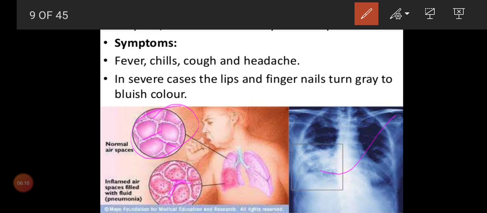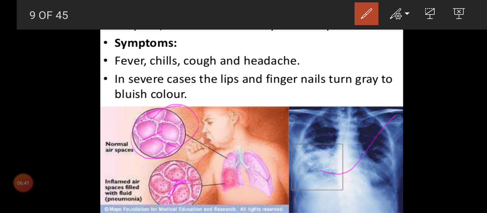They'll keep it on the chest, and they'll hear the sounds. If instead of normal sound, there are breathing problems, those abnormal sounds will be noticed through the stethoscope. That can be done. If the stethoscope is not enough, we'll go for an X-ray. So the physical method of observation is a stethoscope. Normally we'll also go for X-ray studies.